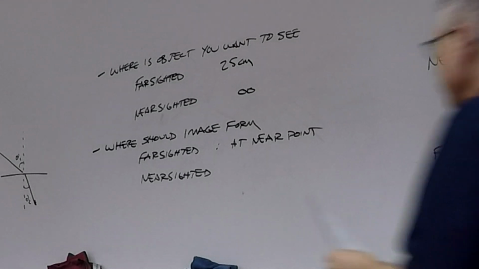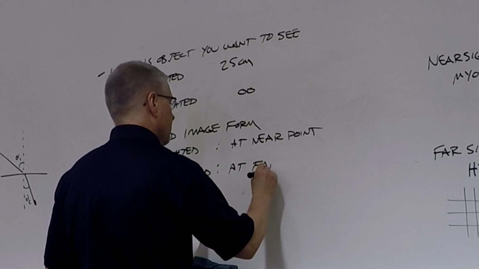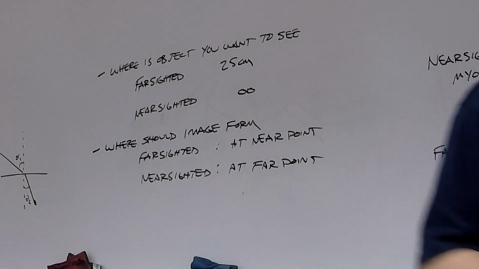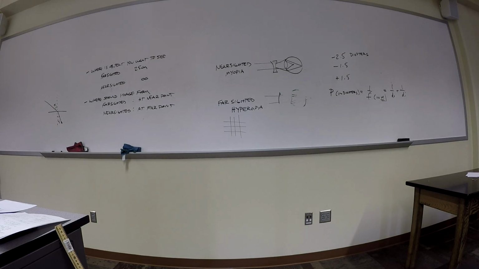For somebody nearsighted, I've got my object way out there at infinity that's all fuzzy. I want to use a lens to form an image at my far point out here where I can see it. So let's say my far point is right here. I'm looking at something really fuzzy out there. If I can get my lens to form an image right here, I can see it nice and crystal clear.